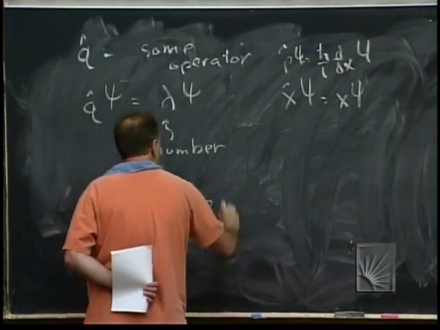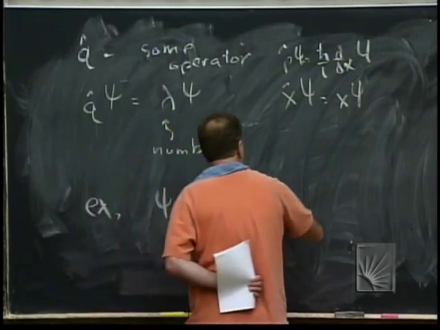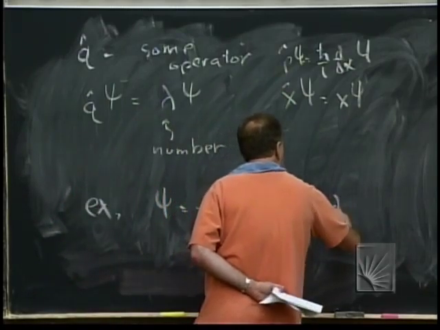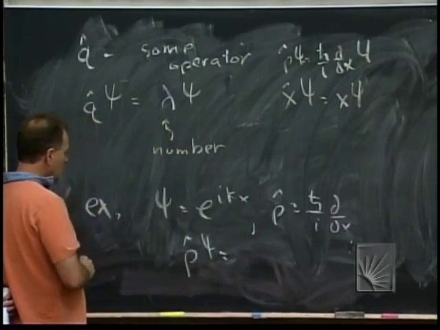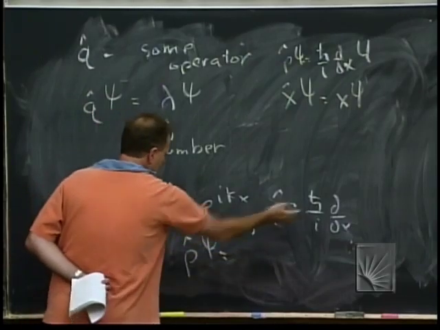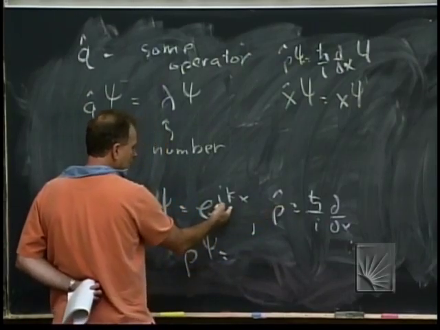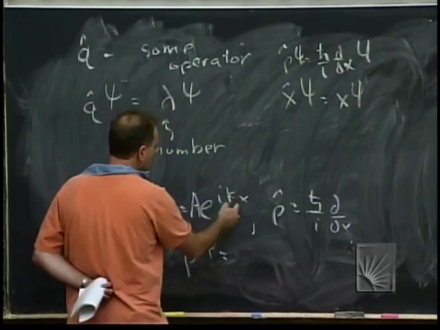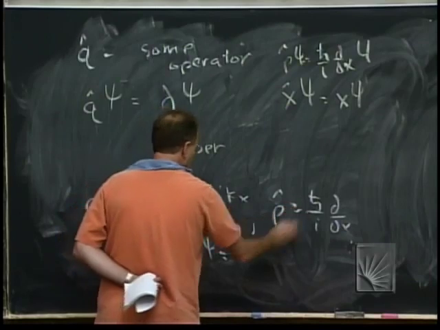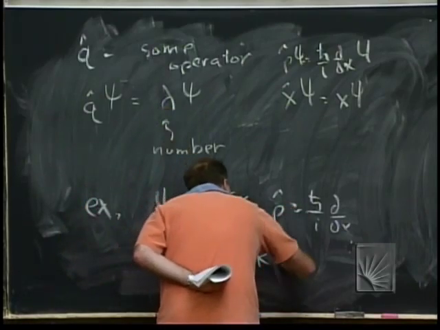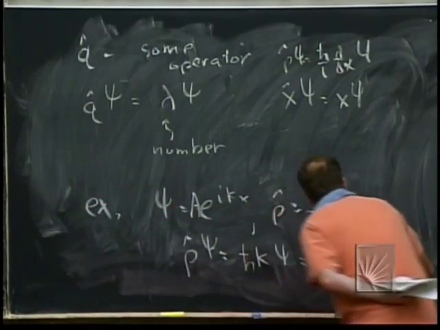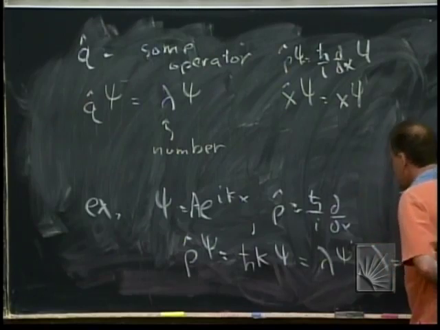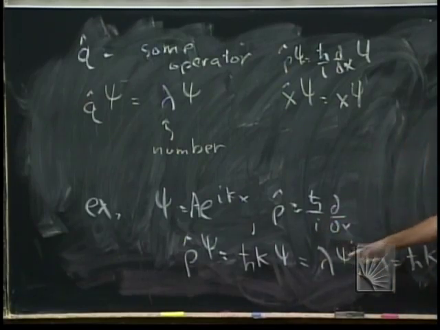If psi is my plane wave, and p hat is h bar over i d by dx, then p hat times psi is, take the derivative here. It's i times k comes down. Oh, and I can put a constant out front. i times k comes out, multiplies by h bar over i. This is simply h bar k times psi. And that is equal to lambda times psi, where lambda is equal to h bar k. So that's an example where I apply the operator to a wave function, and even though I took a derivative, I get back a number times the wave function.